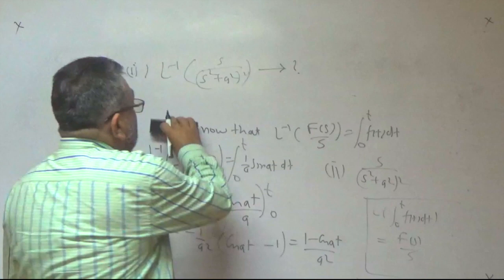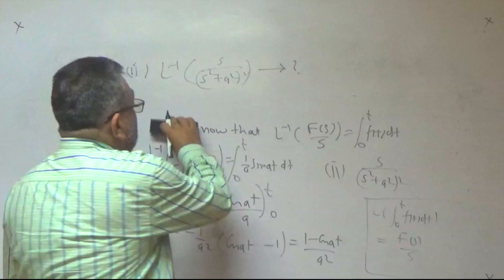By capital G(s), again by inverse Laplace transform, you find small g(t). Now, by the convolution theorem, we know that the inverse Laplace transform of F(s) into G(s) is the integral from 0 to t of f(u) g(t minus u) du. So therefore the inverse Laplace transform of s upon (s square plus a square) whole square is the integral from 0 to t of f(u).